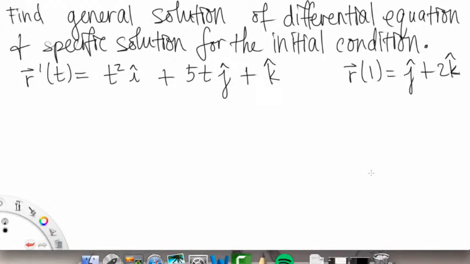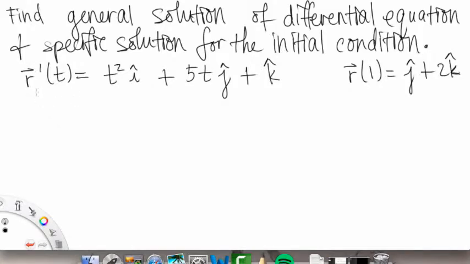Alrighty, for this problem we have to find the general solution of the differential equation given below and the specific solution for the initial condition. So this is a two-part question, and the first part kind of naturally leads into the second. The second is just going a little step further. Okay, so let's start with this.